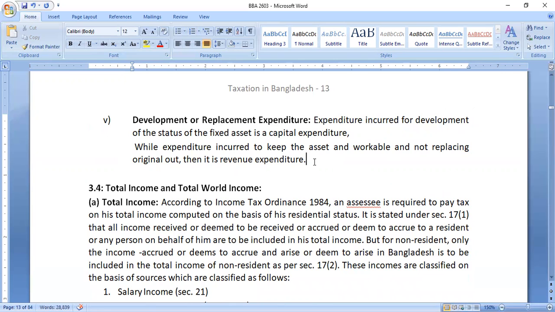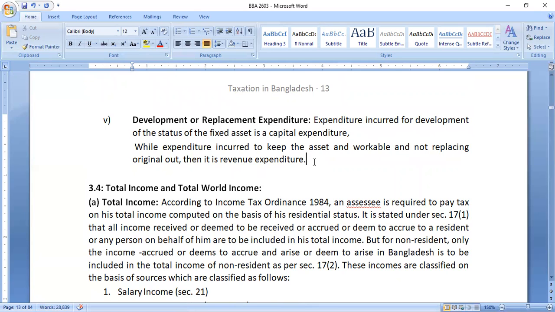There is a very simple example here: when we are acquiring fixed assets, যদি আমরা কোনো সম্পদ কিনি, ক্রয় মূল্য, এই ক্রয় মূল্যটার নাম হচ্ছে ক্যাপিটাল এক্সপেন্ডিচার। On the other hand, if we just maintain the assets, then that is called revenue expenditure.